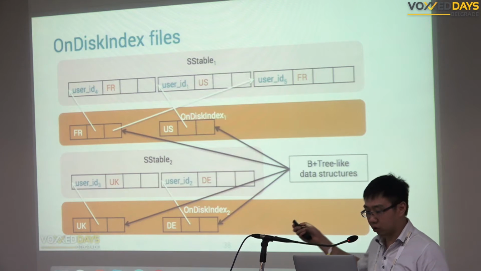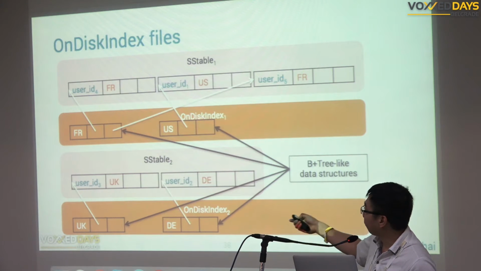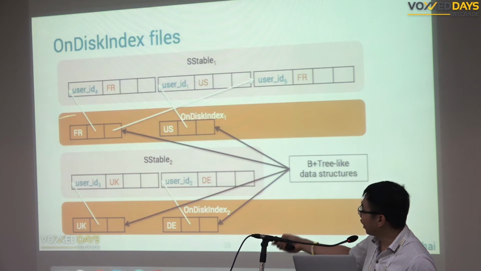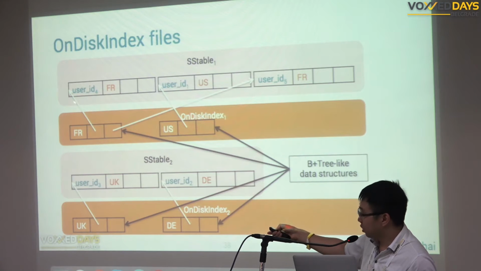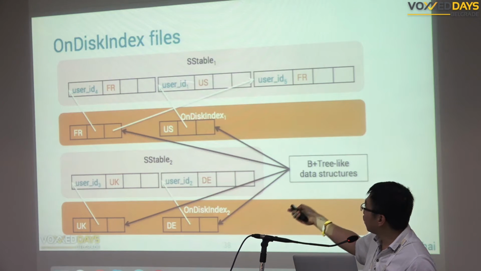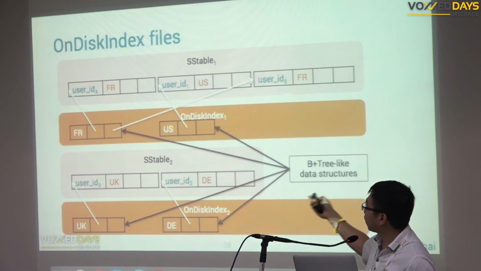So this is how it works. You have your user and the country, and if you have the index on the country, each index file will store the offset to each user in one partition. Right?